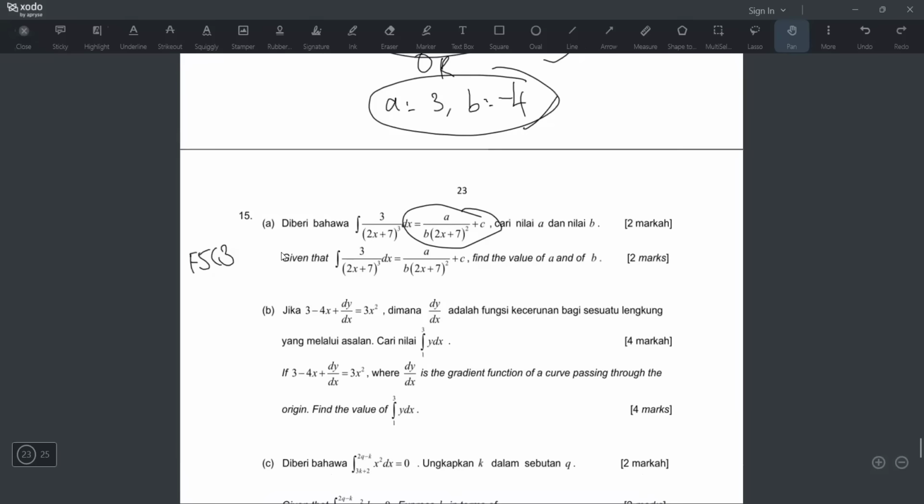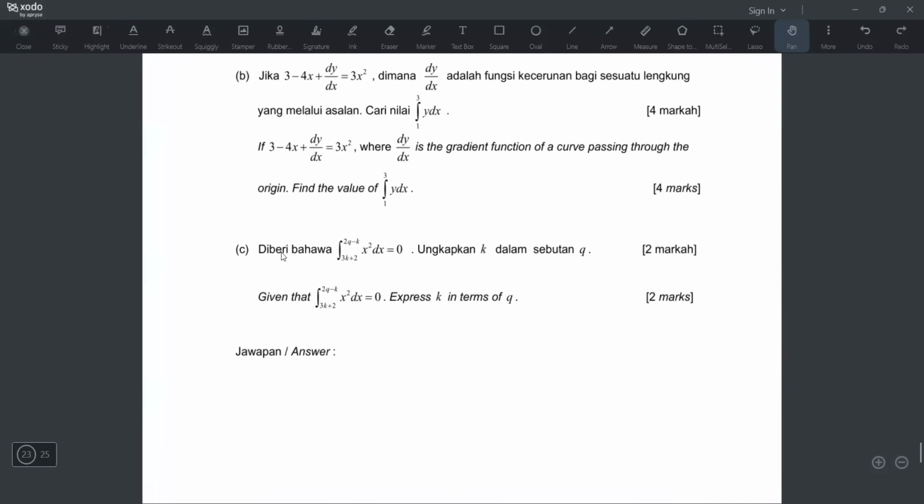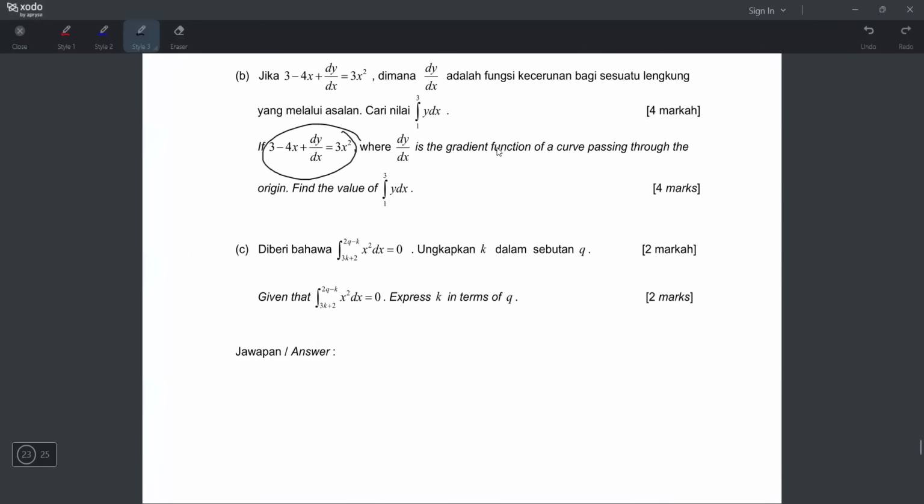Okay. Okay, let's do next. B. Apa ini? If 3 minus 4x plus dy dx equals 3x squared, where dy dx is the gradient function of a curve passing through the origin, find value of integrate 1 to 3 y dx. Apa ni?